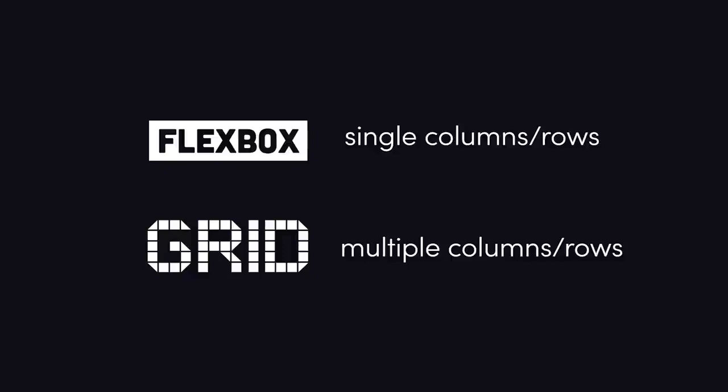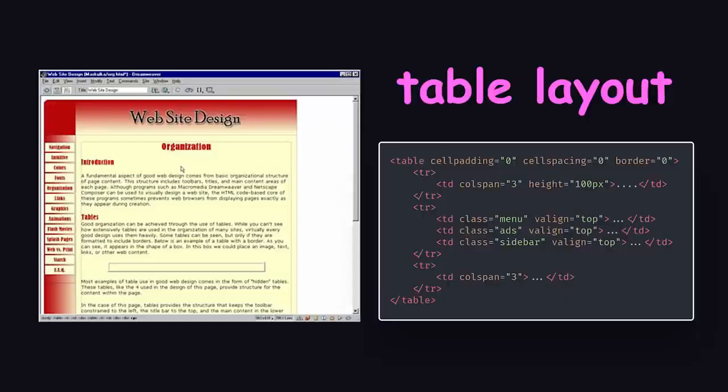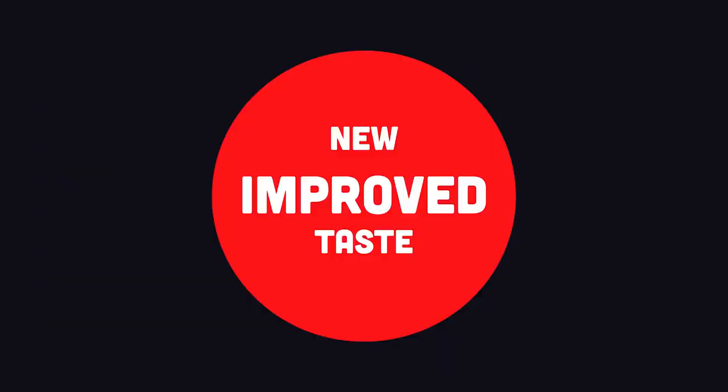Unlike Flexbox, which only deals with individual columns and rows, Grid allows you to think about the big picture layout. If you've been a web developer for a long time, it may look familiar because it's very similar to table layout way back in the day. It's just much more developer friendly.